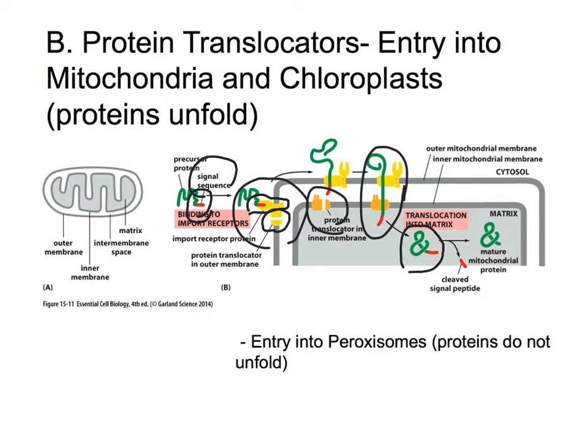And then this complex of the receptor, the protein, and the translocator diffuses laterally in the outer membrane until the signal sequence is recognized by a second translocator on the inner mitochondrial membrane. So they have to line up in order for the translocation to take place.